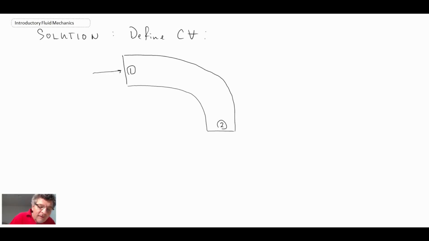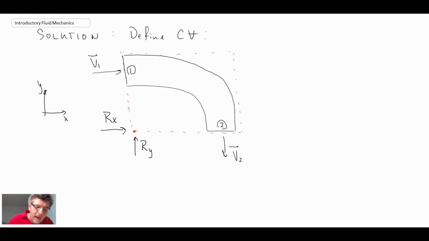We were told we have V1 coming in here, V2 down there. I'm going to define the control volume that looks something like this. We're crossing the interfaces where we have mass crossing the boundary, which is good because we want to be able to do that. Then I'm going to say that there's some reaction force on our control volume. We'll have reaction force in the X and reaction force in the Y, and I'll define the coordinate system again. That is what is holding the elbow in place as the fluid is coming through.